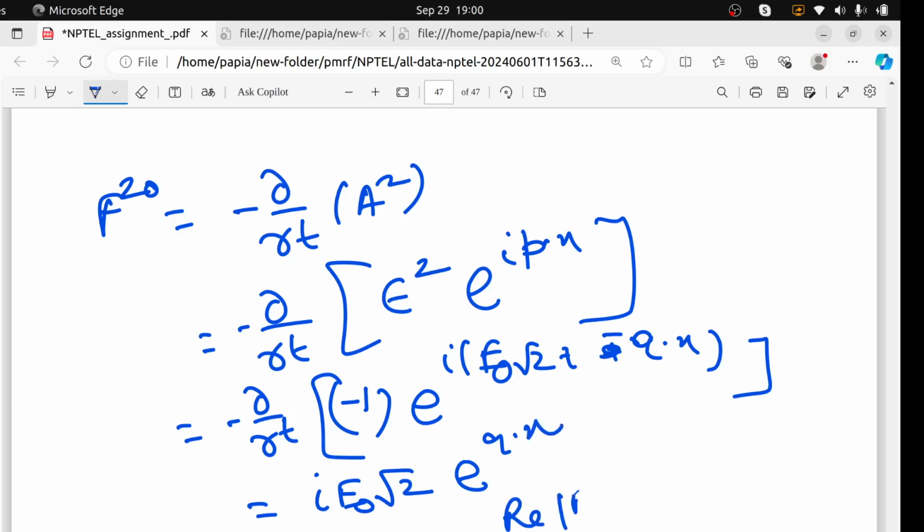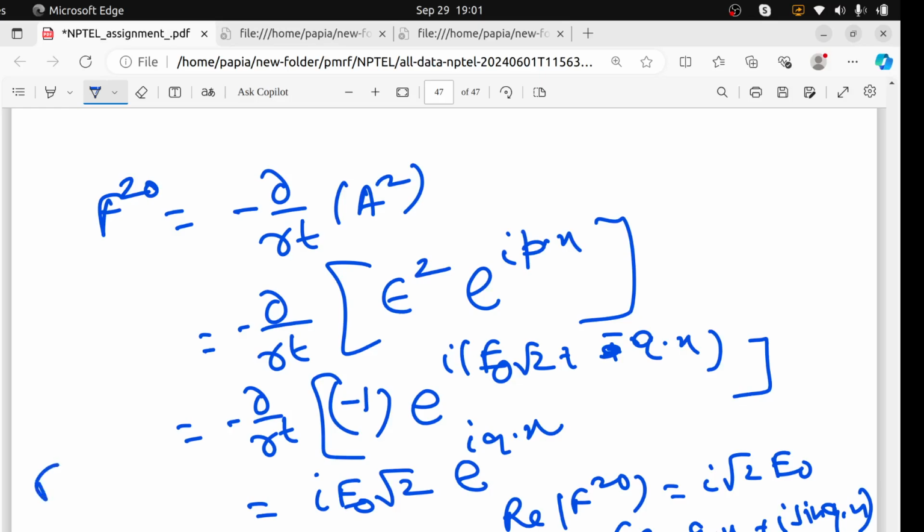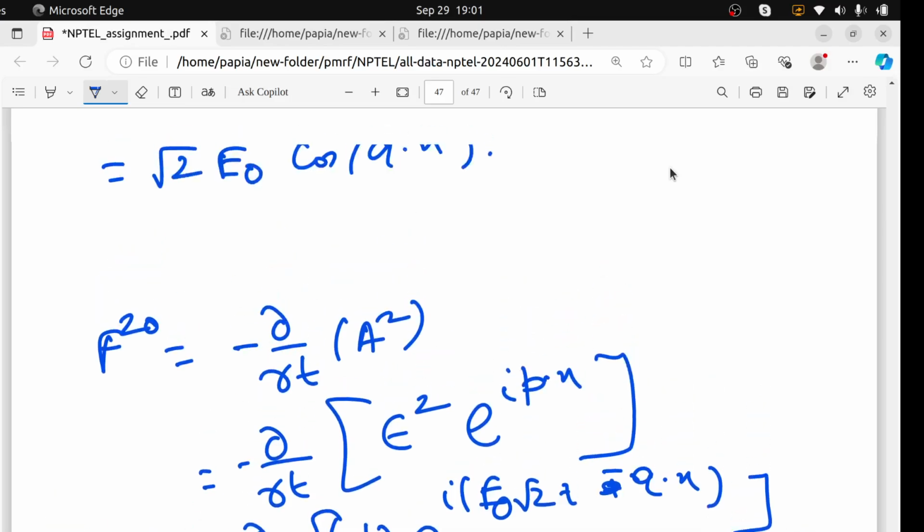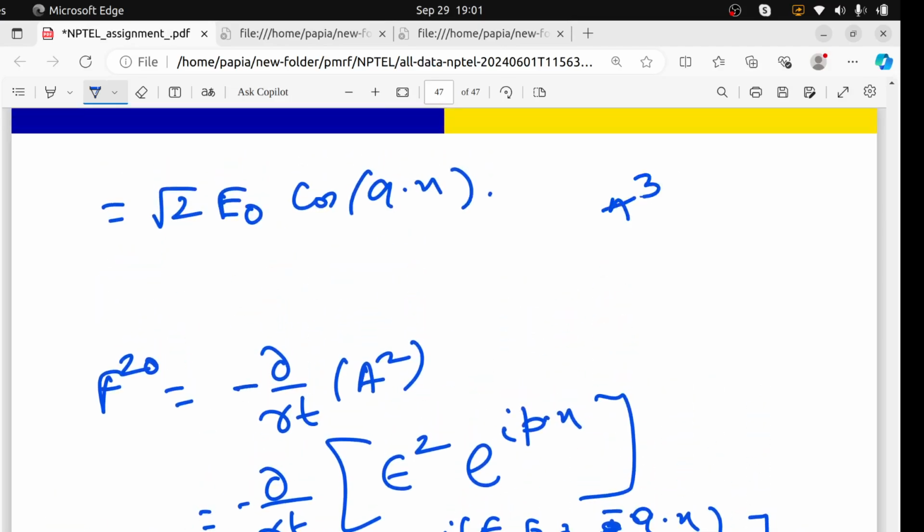So real part of f20 is I root 2 E0 then cos q dot x plus I sin q dot x. There will be one I. So E2 will be like real part, right? So real part means this time it will be only this one because it's already I, and I square is minus 1. So minus root 2 E0 sin q dot x. This is E2. And E3 you can check similarly. A3 is 0.